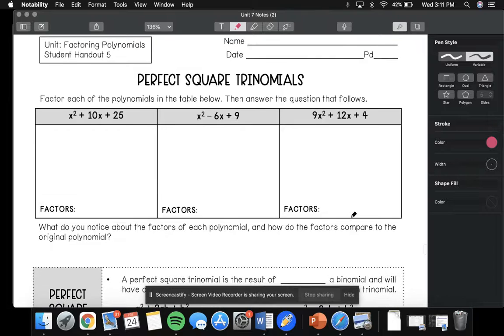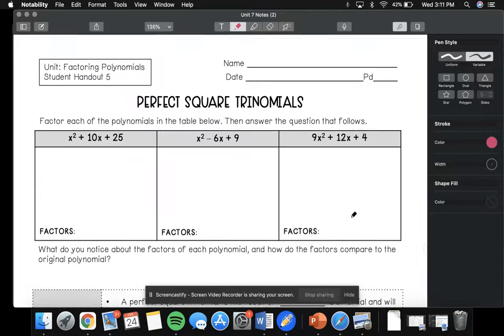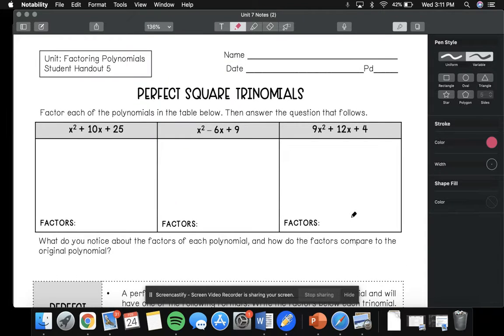Hi, today we are on pages 33 and 34, and we are going to talk about the last type of just kind of weird factoring, which are called perfect square trinomials. So again, the process of factoring is the same, just sometimes weird things could happen, like today. What we're going to do is factor these three problems like we know how to do, and then we're just going to see what we notice.